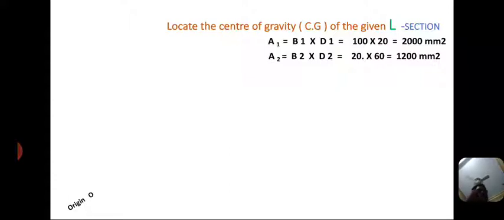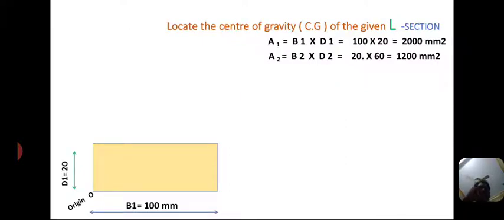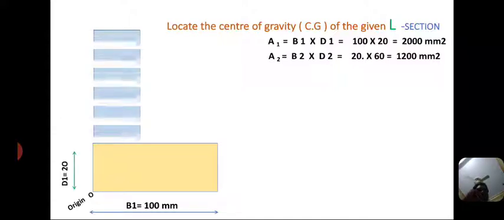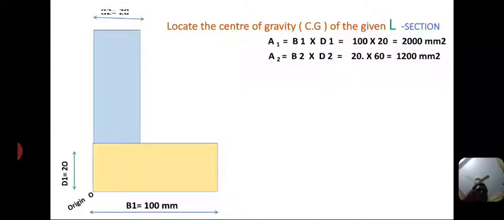Now I am calculating the areas. A1 is the area of the bottom rectangle, A2 is the area of the vertical rectangle. Area A1 equal to base b1 into d1 equal to 100 by 20 equal to 2000 mm square, and the second rectangle A2 equal to b2 into d2, that is 20 by 60 equal to 1200 mm square.